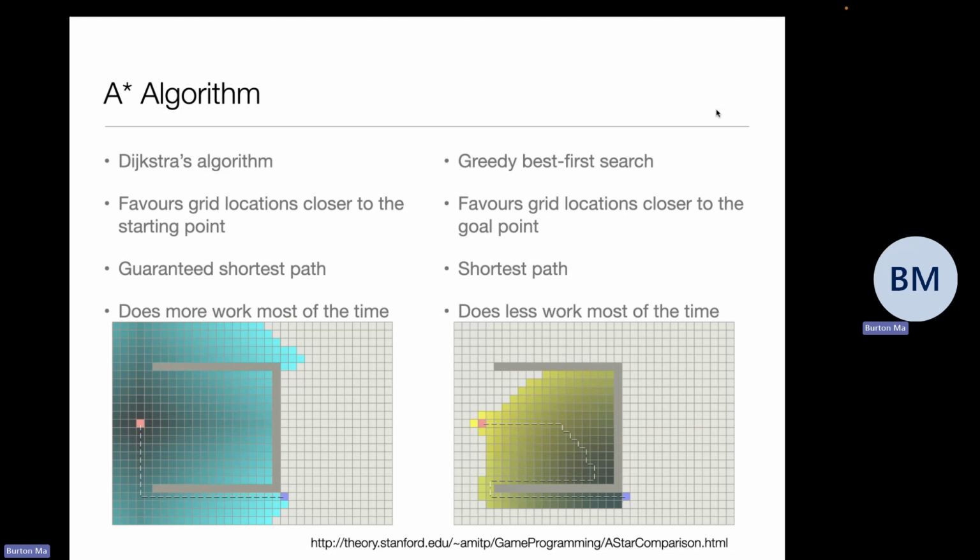Even though the path that's computed by greedy best first search is not as good as A star, it still does a lot less work. In this case, about half the amount of work that Dijkstra's algorithm has to do.